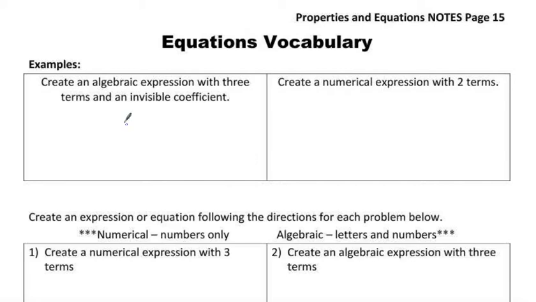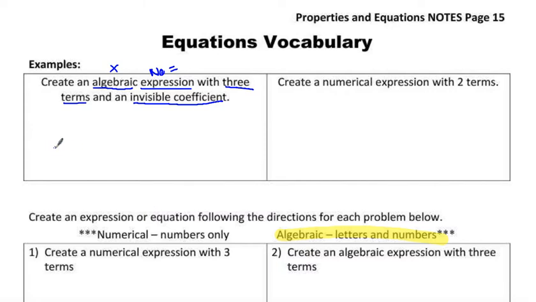So it says, in an example, create an algebraic expression with 3 terms and an invisible coefficient. So it's algebraic, and when a problem says it's algebraic, it's using the letters and the numbers. And you can highlight this down here. Algebraic uses letters and numbers. So I need to have a letter. So I'm going to pick x. x is an easy letter to use. And I need an expression, so I do not want an equal sign. No equal sign. And I want 3 terms. So I need 3 chunks and an invisible coefficient.